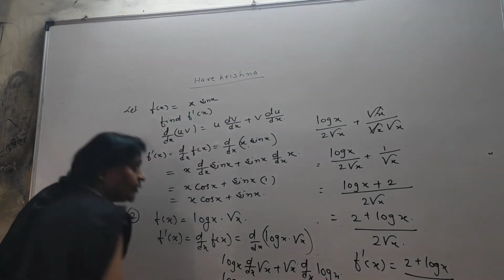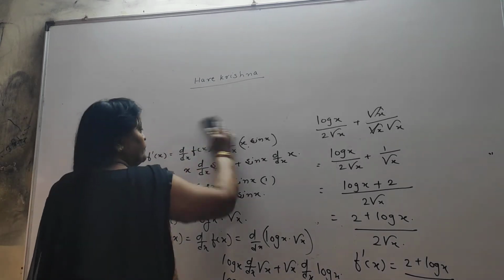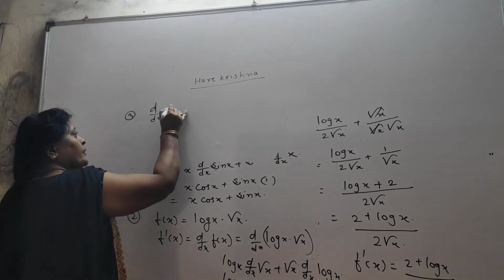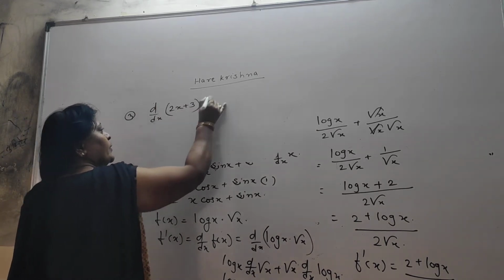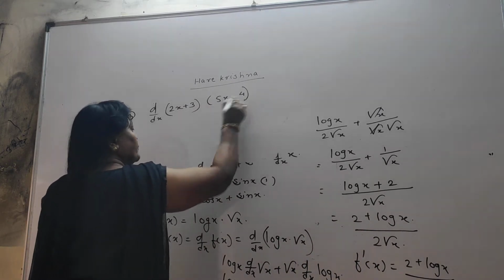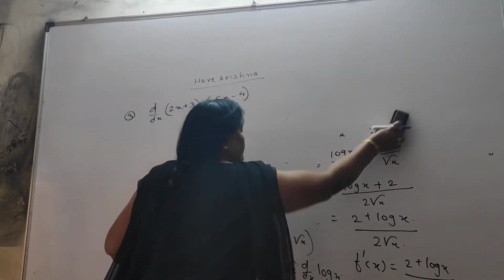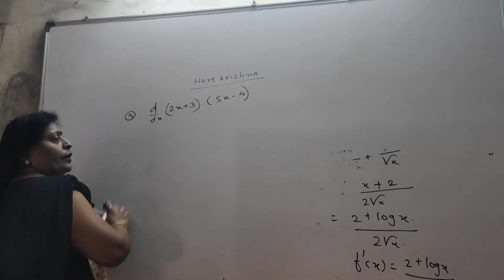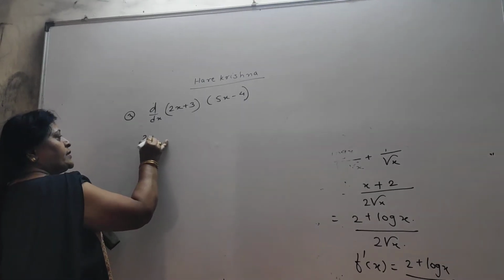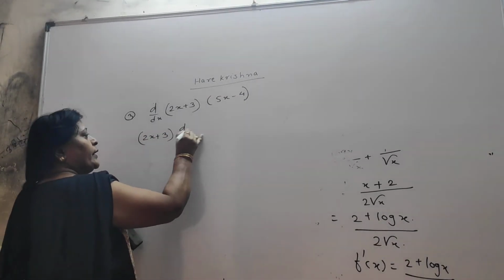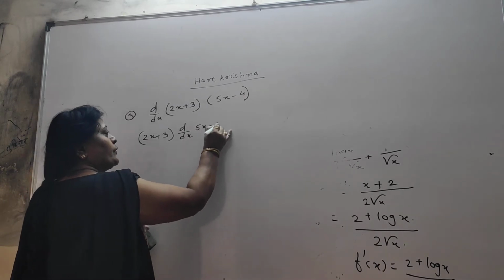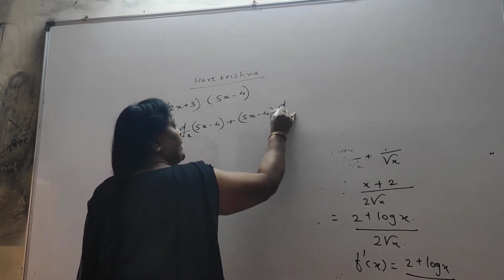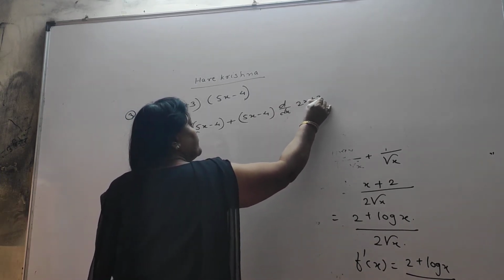Again, I am going to take the third example. Here, d/dx of 2x plus 3 into 5x minus 4. Let us continue. Now again there are two functions. One function remains as it is, 2x plus 3 remains as it is, d/dx of 5x minus 4, plus 5x minus 4 remains as it is, d/dx of 2x plus 3.